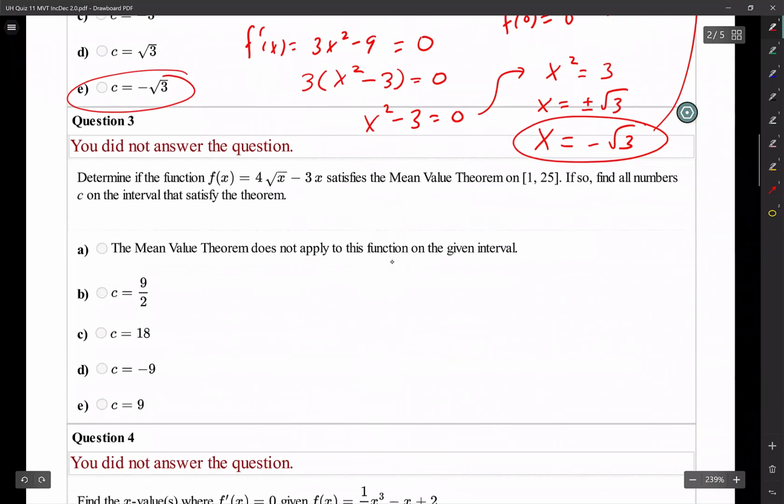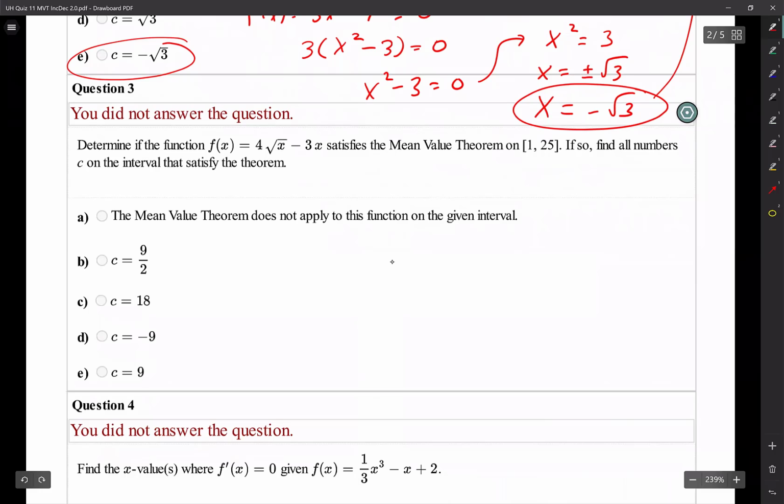Okay. Determine if the function 4 square root of x minus 3x satisfies the mean value theorem. It does. The square root of x with a linear component, you're differentiable everywhere on that domain. It doesn't have a number where you don't exist. And you're continuous between 1 and 25, so it does. Mean value theorem applies. Oh, what happened there? Why did it do that?